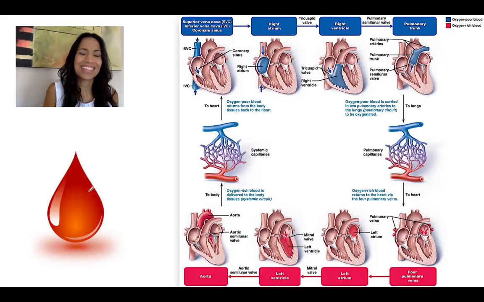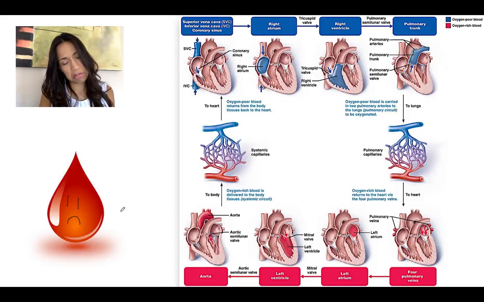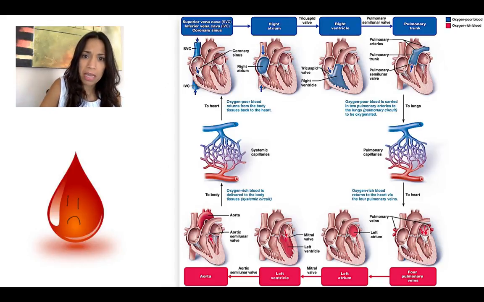Isn't this fascinating? So I'm going to turn you, with my magic wand, into a drop of blood. But this drop of blood right now is sad because it has no oxygen in there. It just gave up all the oxygen it had in the periphery. All the erythrocytes in there gave up all the oxygen they have. So they're dragging themselves, going back to the heart.